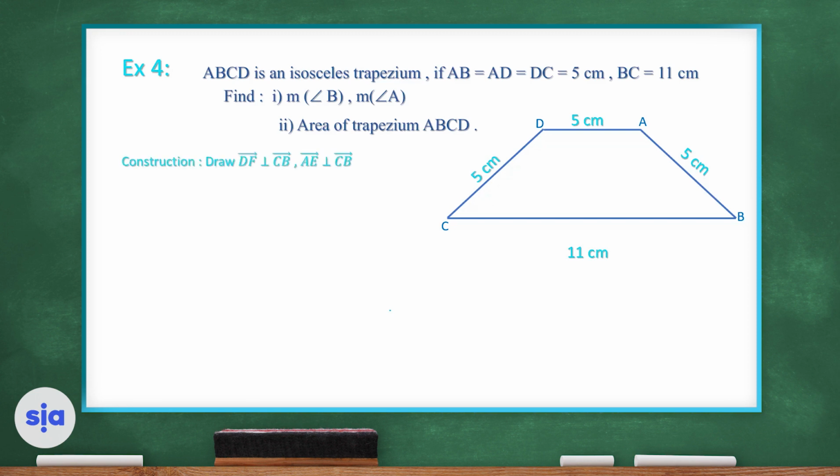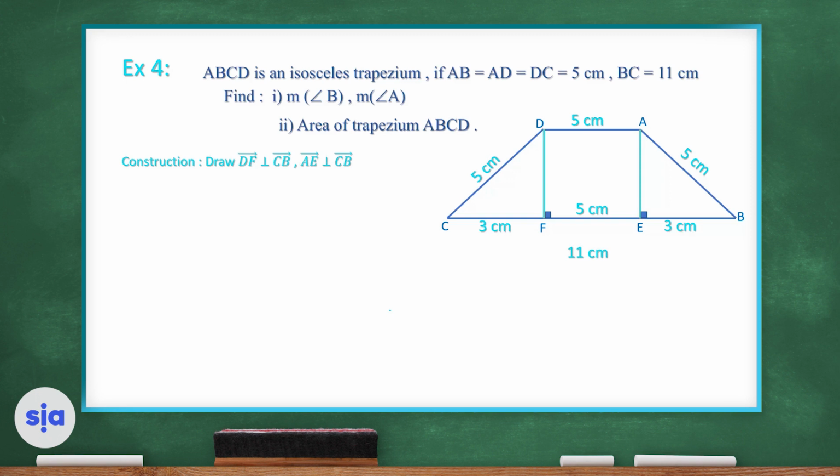If you construct DF perpendicular to CB and AE perpendicular to CB, as shown in front of you, you will see that FE is 5 centimeters, and then 11 centimeters minus 5 centimeters is 6 centimeters, so each of the CF and the EB will be 3 centimeters each.